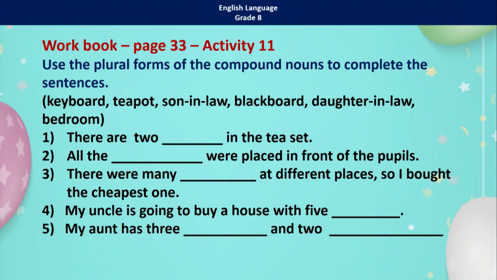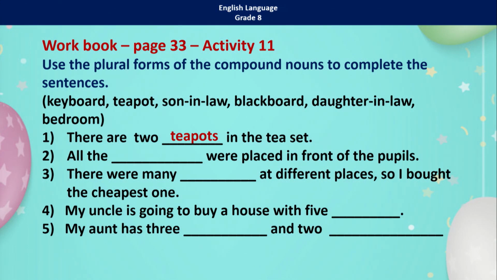Number 1, there are 2 blank in the tea set. We are talking about a tea set. So what is the relevant word? I think that is the teapot. Yes, teapot. We have to form the plural form of it. There are two teapots in the tea set. We'll see whether our answer is correct. There are 2 teapots in the tea set.